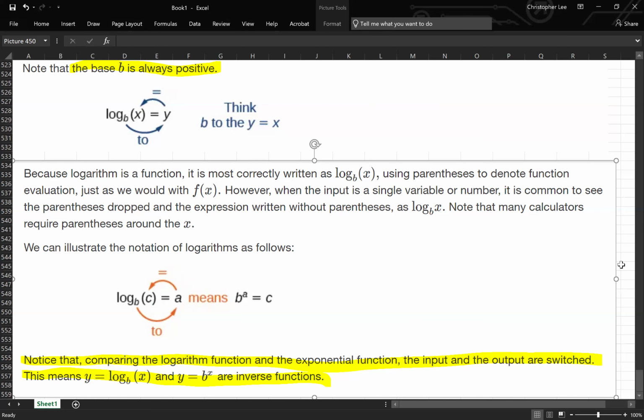So we can illustrate the notation of logarithms as follows. Log base b of c, and then we switch the base and the answer, and then switch the answer and the x value to get b raised to the a power is equal to c. Note that comparing the logarithmic and exponential functions, the input and the output are switched. This means y equals log base b of x and y equals b to the x power are inverse functions.